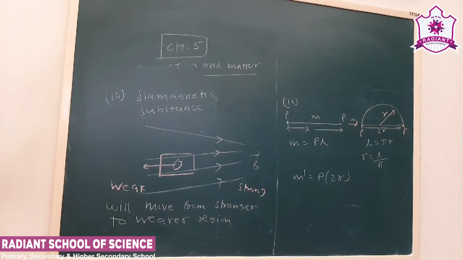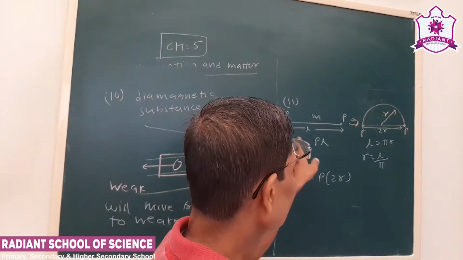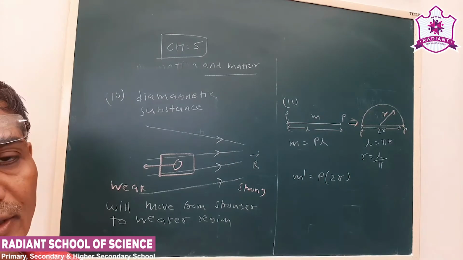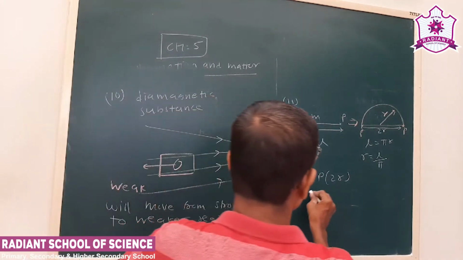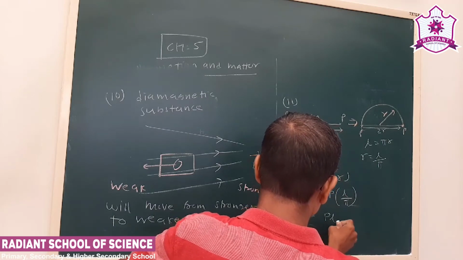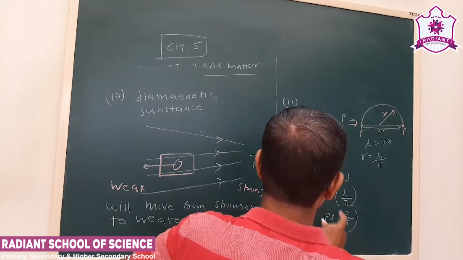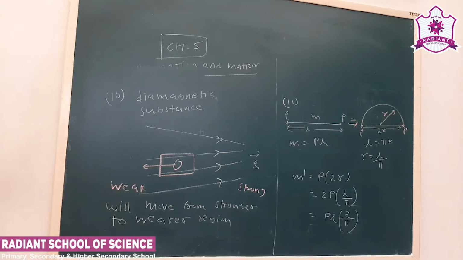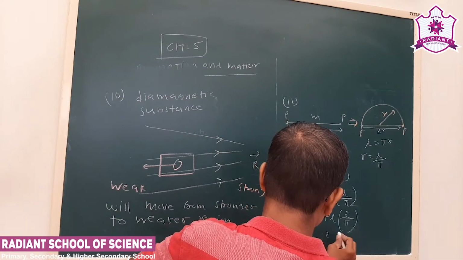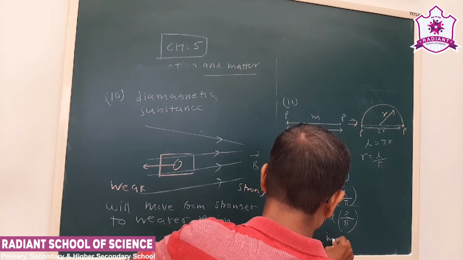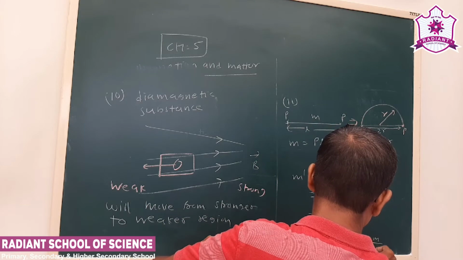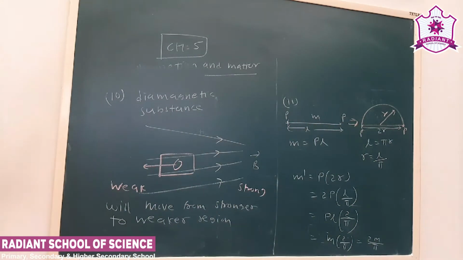Just as the distance between two poles here was L, here the distance between two poles of the semicircular wire will be 2R. Now 2PR is 2PL upon pi. Now we can write PL. See, the dipole moment M is equal to PL. So M dash is 2M upon pi. This is M into 2 by pi. So finally our answer will be 2M upon pi. Okay, so this is how we can solve.